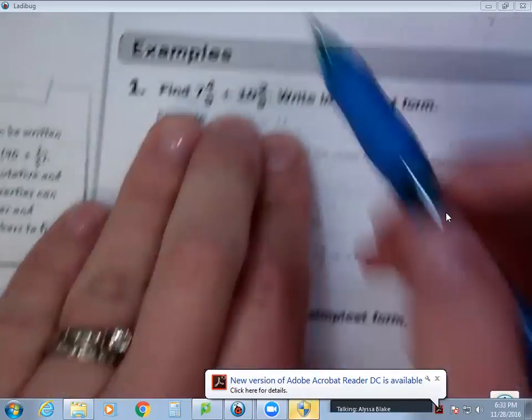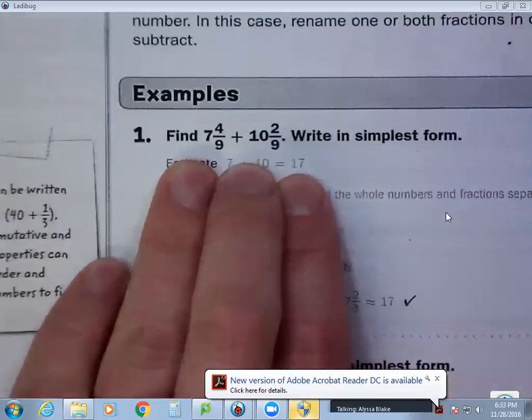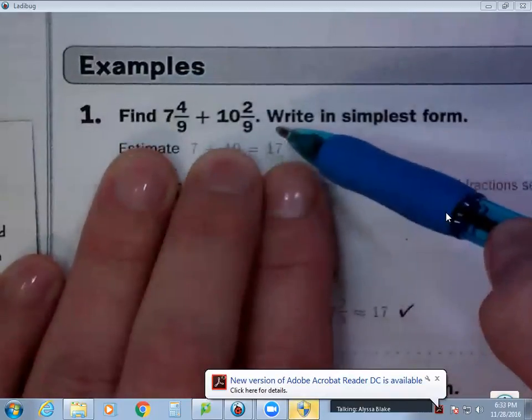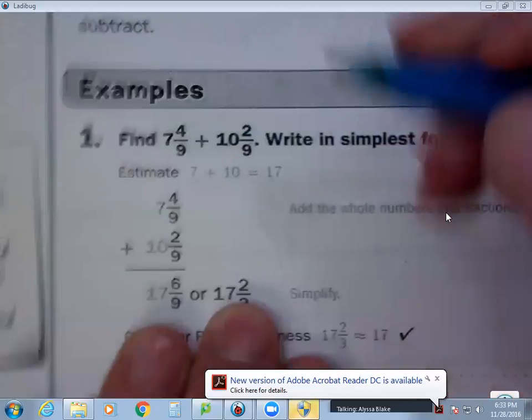This nice little fraction right here is a pretty simple fraction. Let me get a little closer for you. Look, we're adding. We've got the same denominator, so we can go ahead and add. 7 plus 10 is 17.